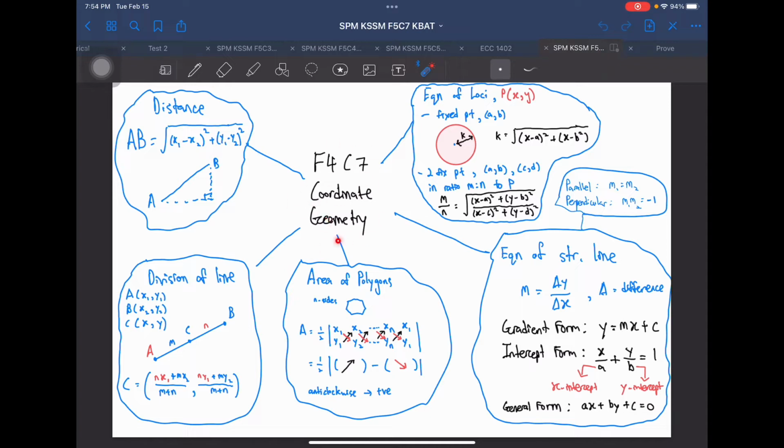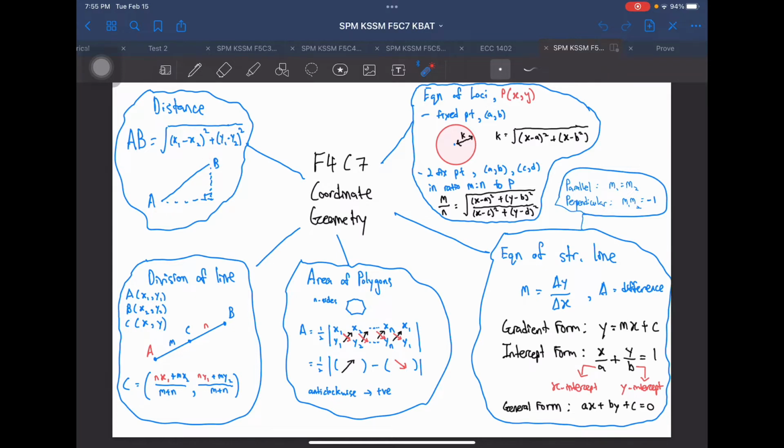The first part of this chapter is the distance formula, where if I'm given 2 points A and B, and A has a coordinate of (x1, y1), B is (x2, y2), the distance is given by this. You don't need to memorize this formula, as it could be hard to memorize. You just need to know that this formula actually comes from the Pythagoras theorem.